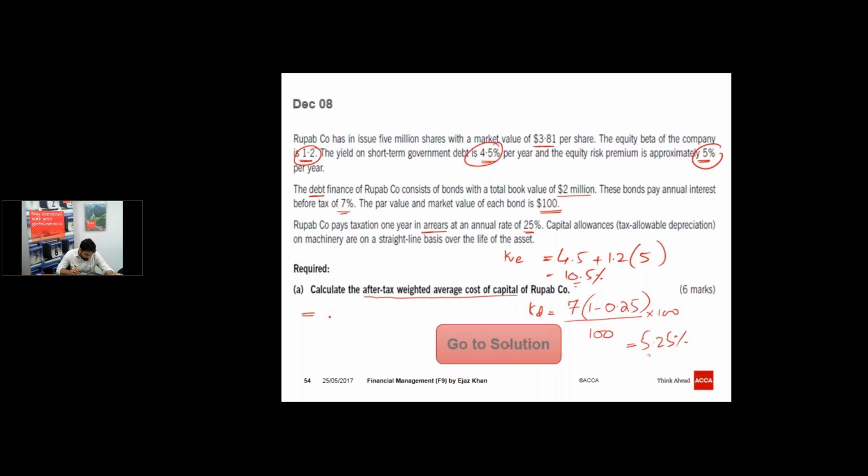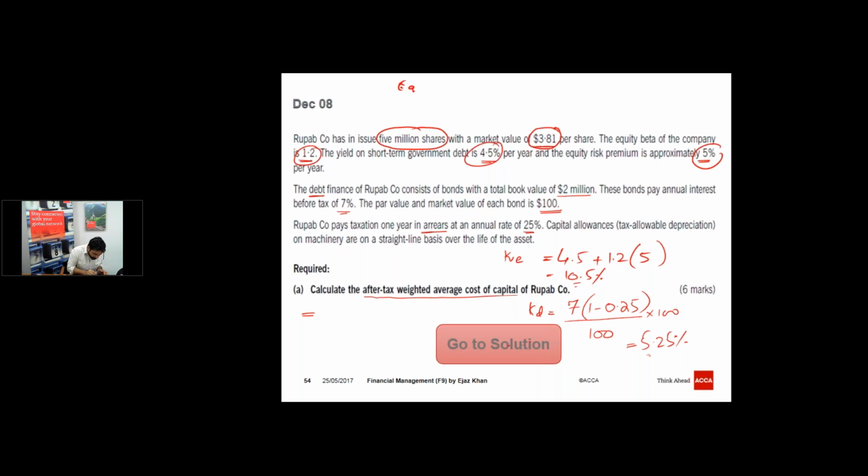So we are not given the weightage in this question. So we have to calculate the weightage ourselves. I'll go to the next slide where I'll have free space. Tell me the total value of the equity we have. The equity value per share is 3.81. How many shares do we have? Okay, we have 5 million shares, and each share has a value of 3.81.